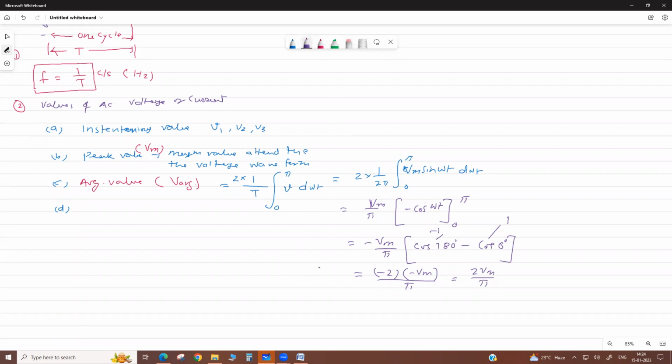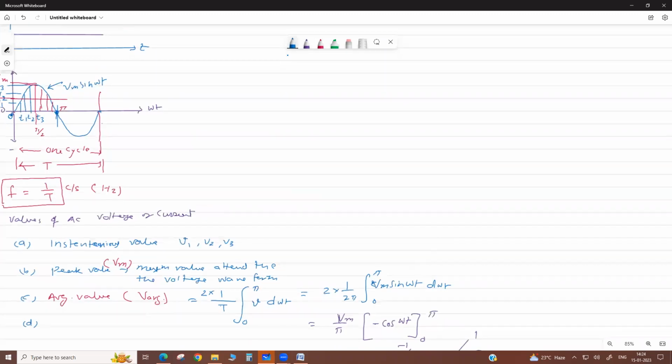If it is a different wave, then it has a different value. Okay. Please note this is your average value of an AC sinusoidal wave. Maybe if your waveform is like this kind of square wave.